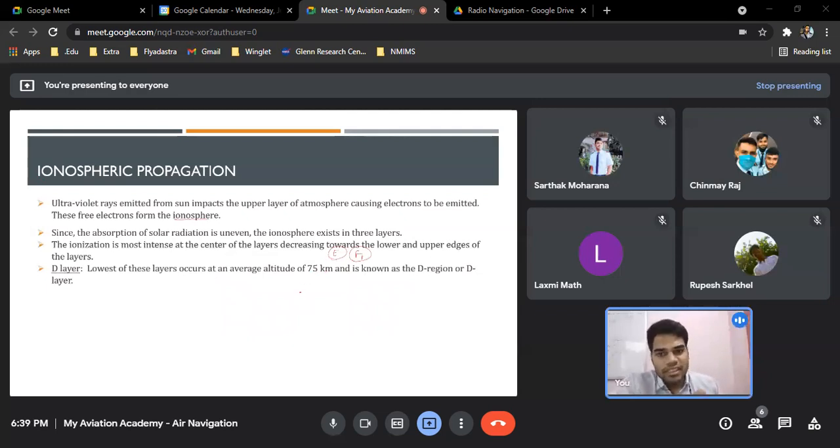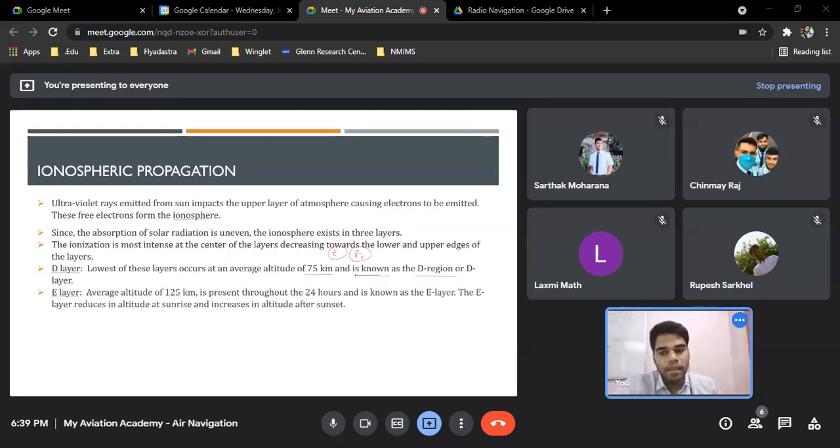Anyways, the lowest layer is D. The average altitude is 75 kilometers. It is known as D region. The next one is E. It is at 125 kilometers average and is present throughout 24 hours. We saw that, right? The D layer vanishes in the night time. Whereas E layer is for 24 hours and is known as E layer.